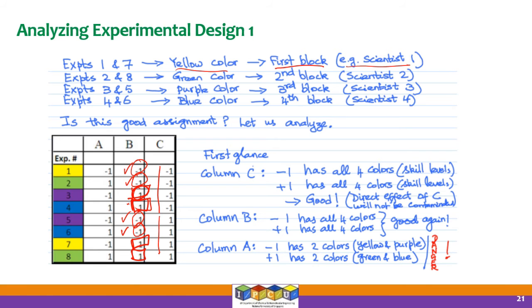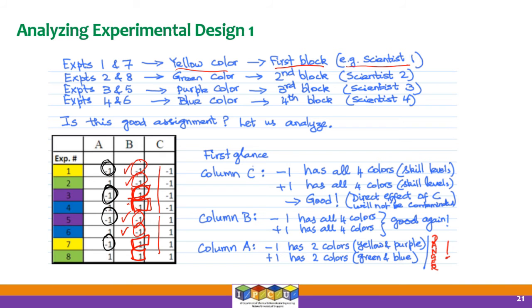and one experiment where B is equal to +1. If you come to factor A, if you look at the -1s, the -1s are yellow, purple, purple, and yellow.